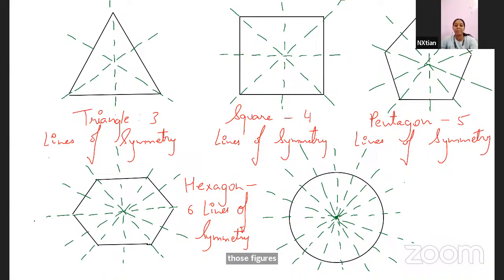Ma'am, those figures look like circles right now. It will look like a circle. Yes, ma'am. They have so many sides, ma'am. Yes, yes. Myriagon has 10,000 lines of symmetry. This is a lines of symmetry competition going on. Which figure has the most number of lines of symmetry?